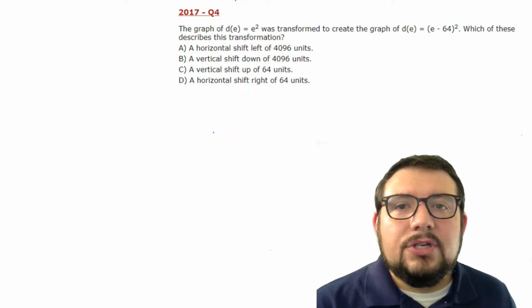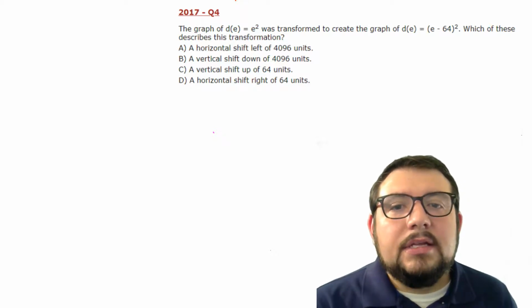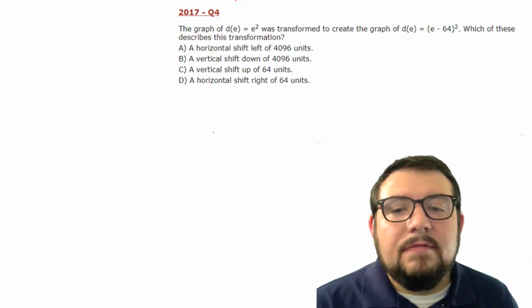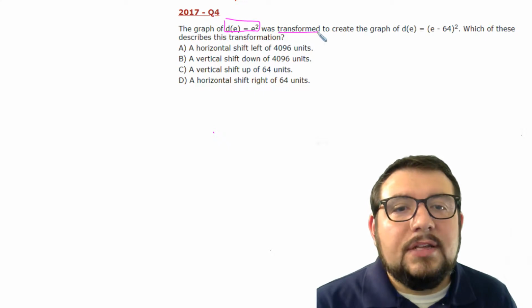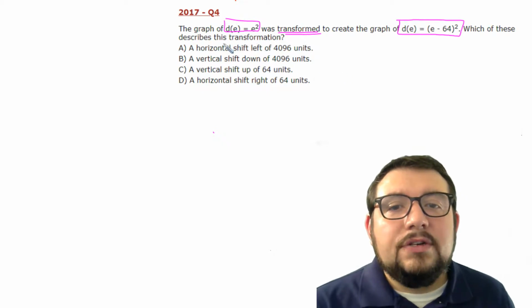Today we'll be solving question 4 from the 2017 Algebra 1 STAAR by hand. So let's get started. Okay, so here it tells me the graph of a function was transformed to create the graph of a second function. Which of these describes the transformation?